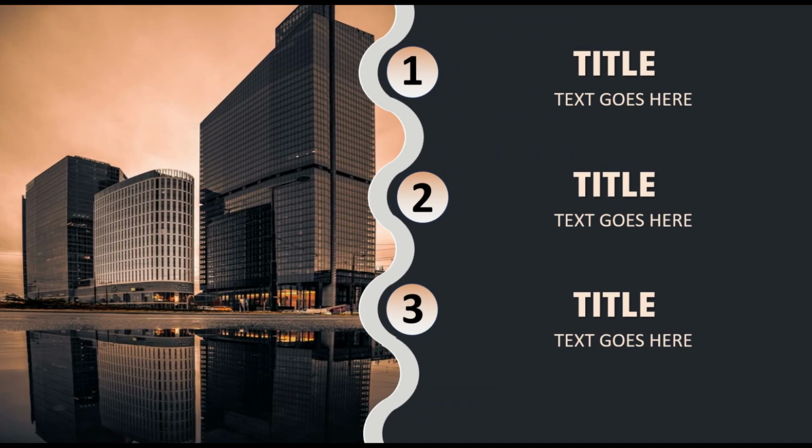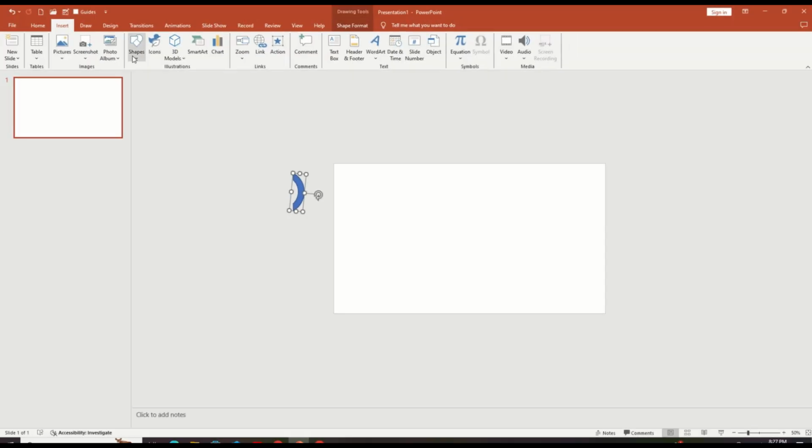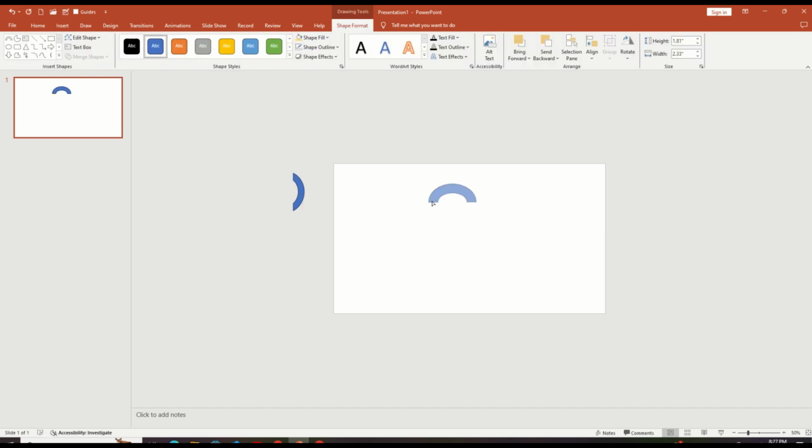So in this video, I'm gonna show you how to make this amazing PowerPoint template. So first of all, go to shapes and insert the shape, and you're gonna increase its internal diameter. And let's rotate it and increase its size.